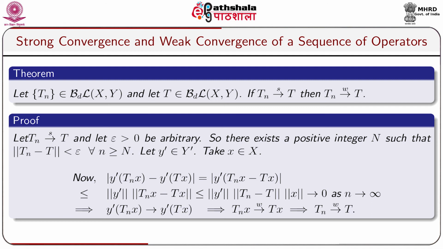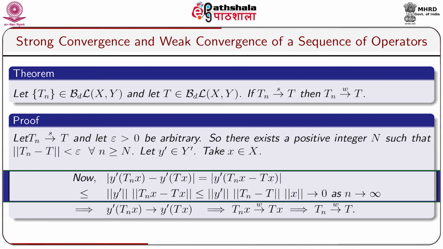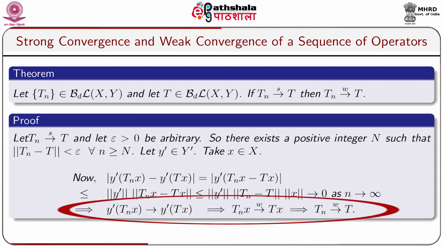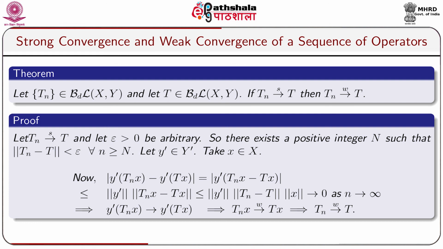Let y dash belong to capital Y dash, and take x belonging to capital X, where Y dash is the collection of all bounded linear functionals over Y. Now, modulus of y dash Tnx minus y dash Tx equals modulus of y dash (Tnx minus Tx), which is less than or equal to norm y dash into norm Tnx minus Tx, which is again less than or equal to norm y dash into norm Tn minus T into norm x, which goes to 0 as n tends to infinity. This implies that y dash Tnx converges to y dash Tx. This implies Tnx converges to Tx weakly. This implies that Tn converges to T weakly.